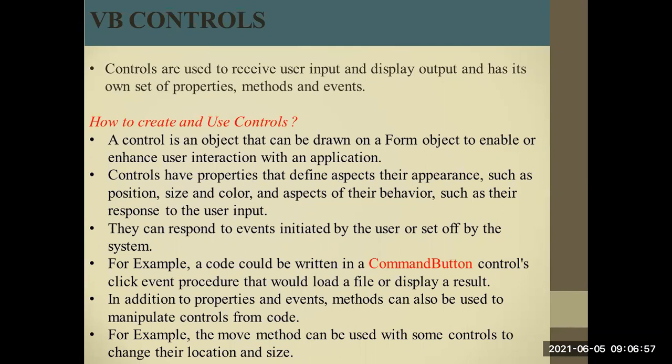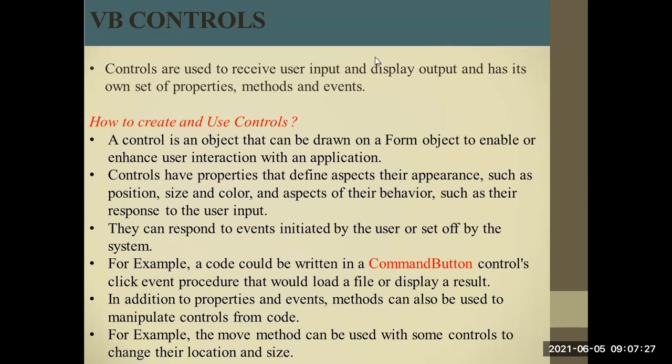The controls are nothing but something that receives an input from the user and displays output based on whatever input the user gives. It has some properties, methods, and events. Basically, any control, whether it is a label box, a text box, a picture box, or any other symbols.